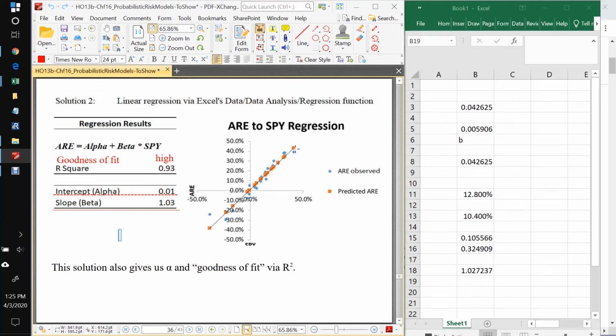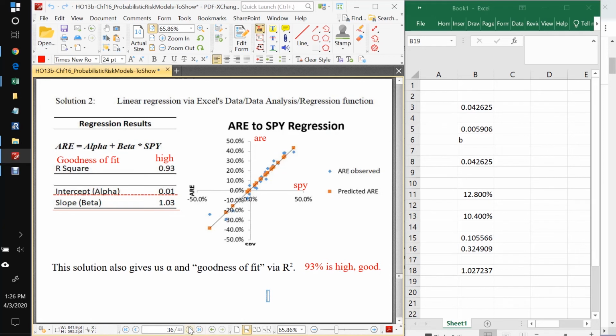As usual, the blue diamonds here are the actual observed historical returns of the SPY, which is on the x-axis. On the y-axis, we have the returns of the ARE. And then the orange squares are the points that create the straight line for us. Again, we get that goodness of fit via R squared, which is high.